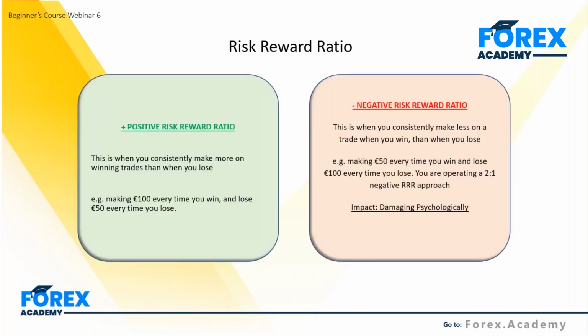So positive risk-reward ratio again. Let's jump into really defining what these mean for us, guys. Well, very simply put, a positive risk-reward ratio is when you consistently make more on winning trades than you lose. So for example, you're looking to make 100 euros and you're looking to set your stop loss at 50 euros, minus 50 euros. So it's a positive risk reward. It's effectively a 2-to-1 risk reward ratio.